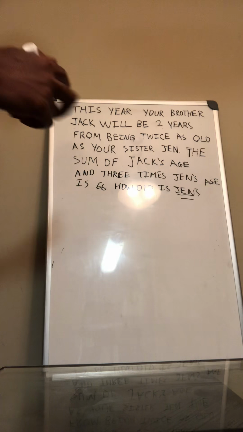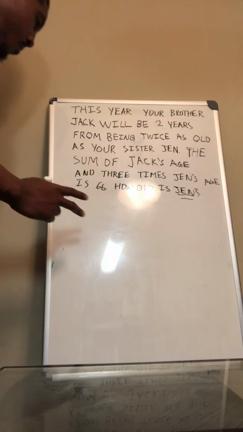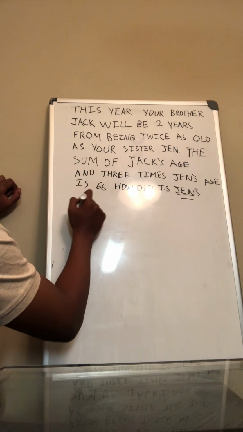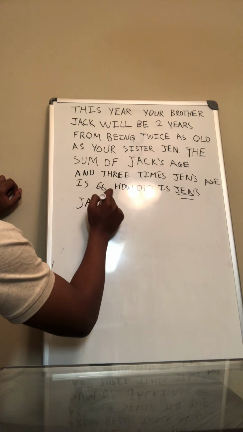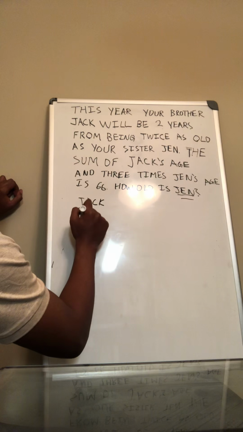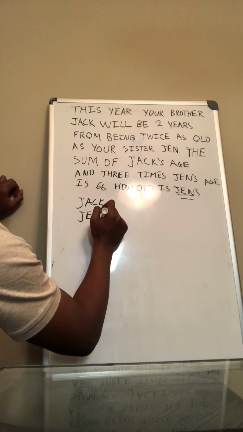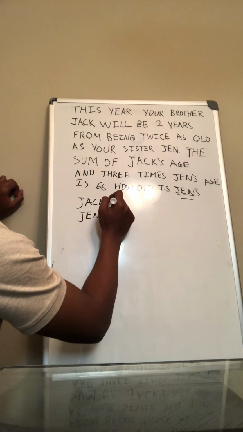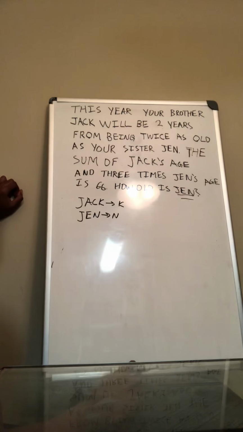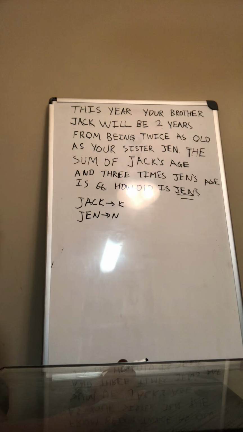Now, I have 2 variables here in this problem. I have the age of Jack, and I have the age of Jen. We're going to call Jen N, and we're going to call Jack K. Now we're going to ask, what are some context clues and words that we can translate into math? So let's start by solving for the age of Jack, because the first sentence gives us Jack's age.